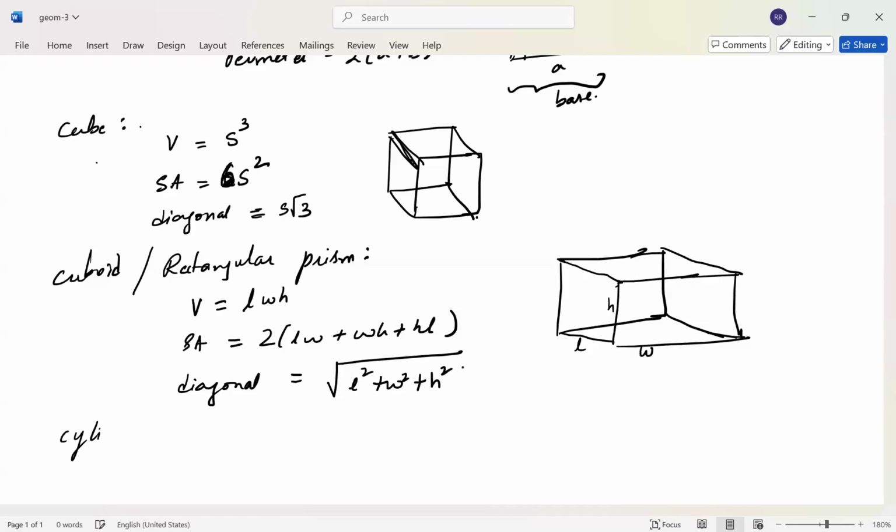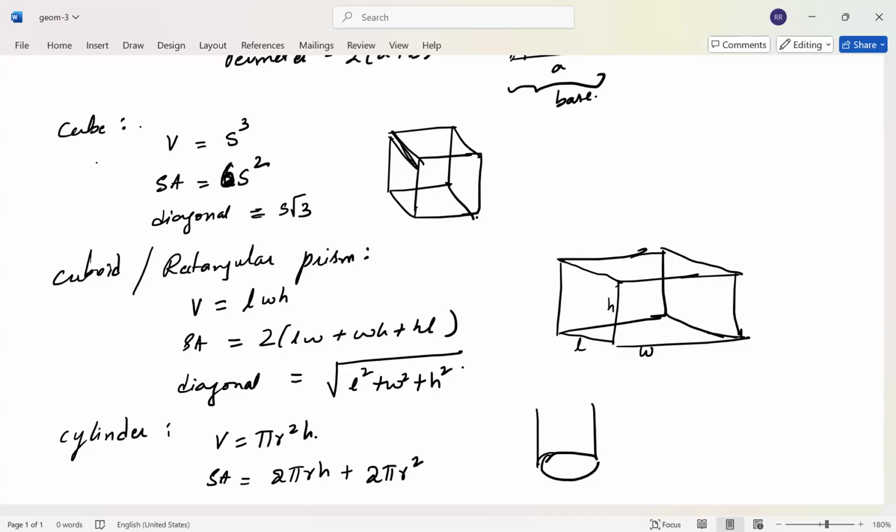Next is cylinder. Cylinder volume is equals to pi r square H. For cylinder, surface area should be equals to 2 pi r H plus 2 pi r square. Now cylinder, base is circle. R is the radius of the base. H is the height of the cylinder. So this would be the height of the cylinder.